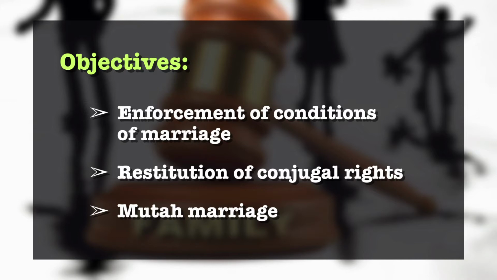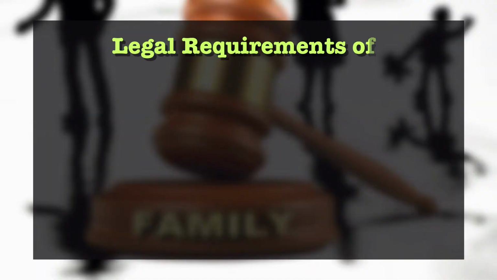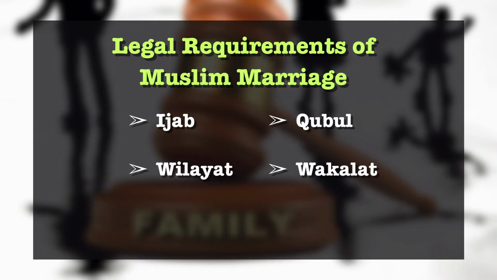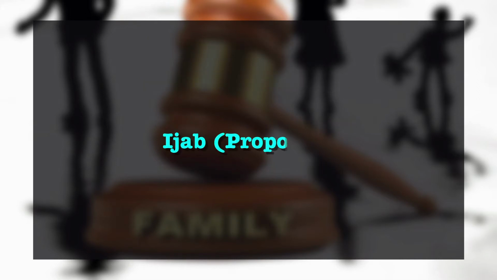6. Mutta marriage. To make a Muslim marriage valid, the following essentials are necessary, and without following them, the Muslim marriage will not be valid. The legal requirements of a Muslim marriage are: number 1, ijab; number 2, qabul; number 3, vilayat; number 4, wakalat; and finally, gawahi. Let's talk about ijab, that is proposal.